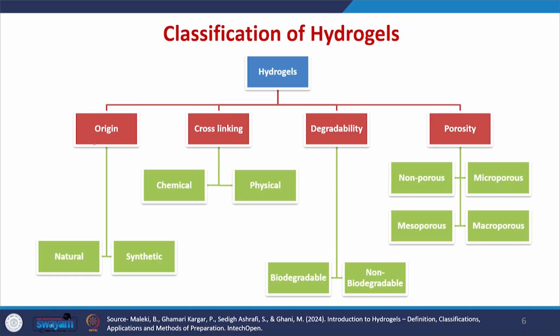Hydrogels can be classified based on the origin as natural and synthetic, and based on cross-linking also we can classify into chemical cross-linking and physical cross-linking. And third one is degradability. It can be biodegradable or non-biodegradable. So based on that also we can classify. And the last one is the porosity. It can be non-porous, microporous, mesoporous or macroporous. So based on the porosity of hydrogel also we can classify these hydrogels.